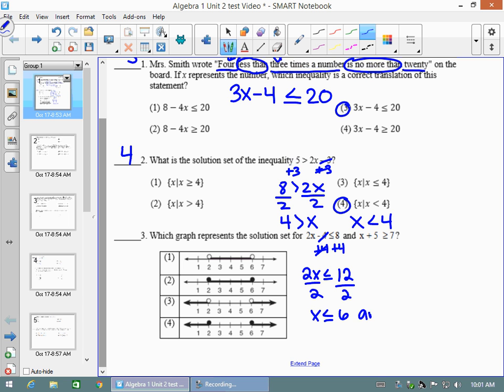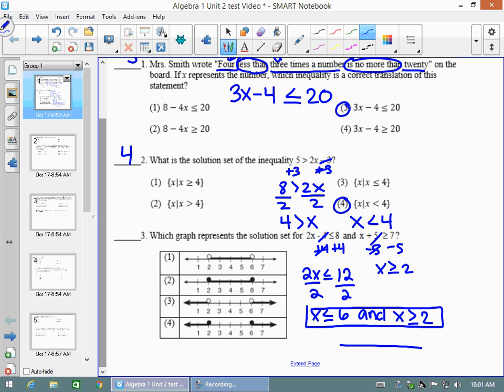And now I have to go back up and finish solving this side. Subtract the 5, subtract the 5. X is greater than or equal to 7 minus 5, which is 2. So x is less than or equal to 6, and x is greater than or equal to 2. That's my inequality answer. It is asking me, however, to look at it on a graph.